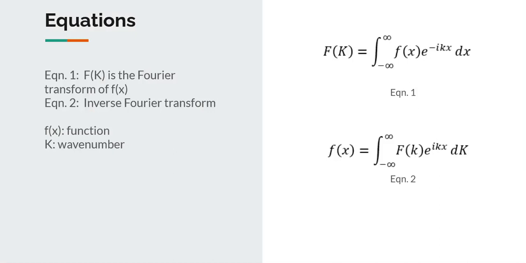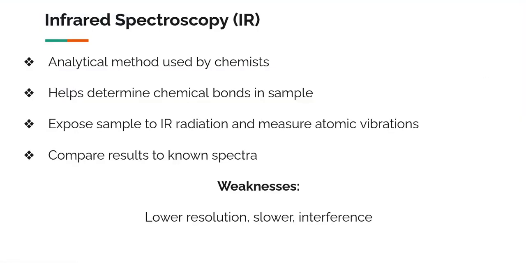Mathematically, equation 1, as shown, is the Fourier transformation of a function f of x. Similarly, equation 2 is the inverse Fourier transform, where the lower k represents wave number. Using these two equations, you can take a function in terms of space or time and make it into a function of frequency. So, looking at an application, we have IR.